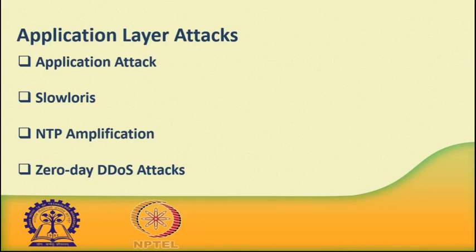Zero-day DDoS attack: a zero-day vulnerability is a system or application flaw previously unknown to the vendor and has not been fixed or patched. These are new types of attacks coming into existence day by day. For example, exploiting vulnerabilities for which no patch has yet been released.